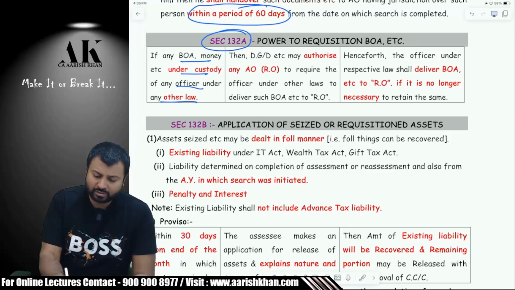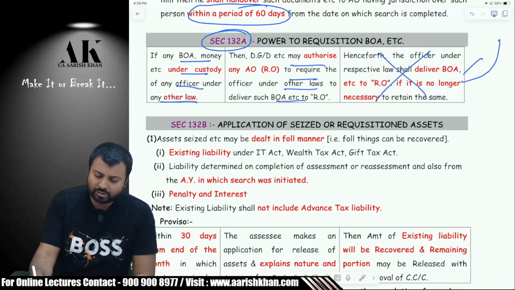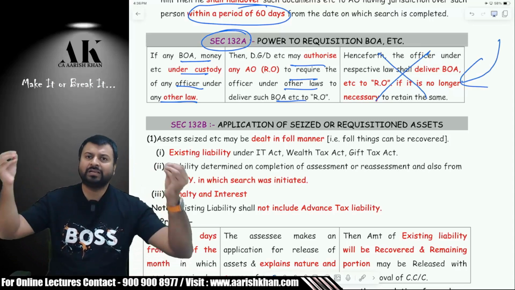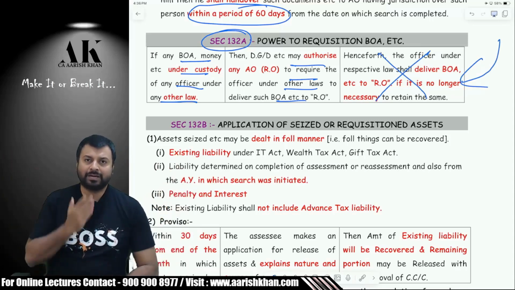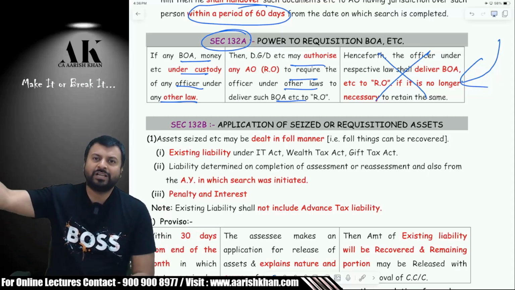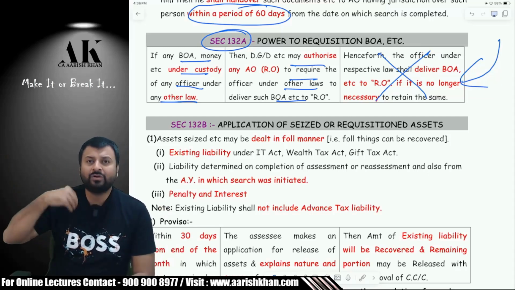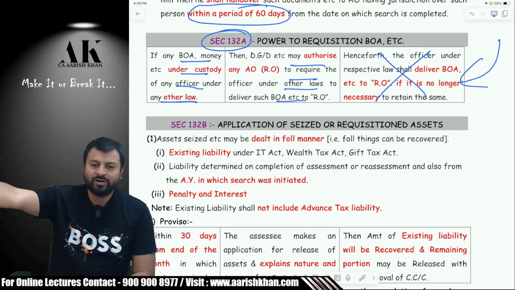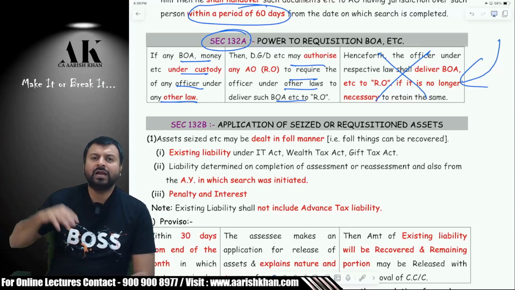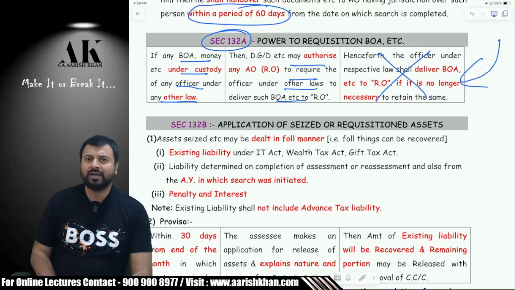My duty is to request him, please sir, if you don't require it, please hand it over to me, and that will be considered to be a seizure on account of the income tax department. So if the books of account, documents, money, bullion, jewelry are with another authority, you can only make a request to them, and if they no longer require it, they will give it to you, and then you can do your search and seizure assessment after that.